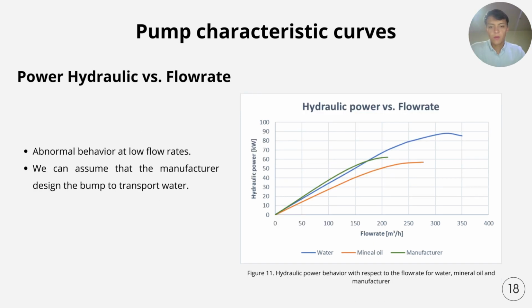Lastly, we have the graph of hydraulic power against flow rate. An unexpected behavior is evident, as the pump transfers more energy for water compared to oil to achieve a specific head. In summary, we can infer that the manufacturers likely designed the pump with a preferential focus on water usage, as the obtained values closely resemble the specifications provided by the manufacturer.